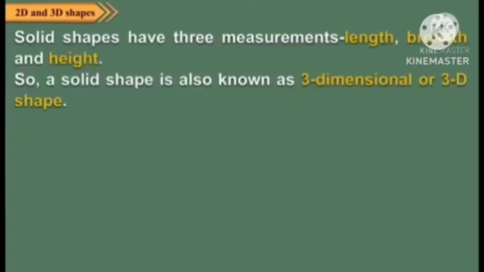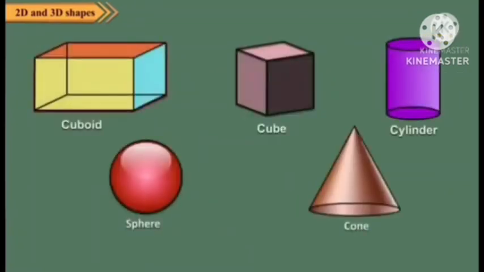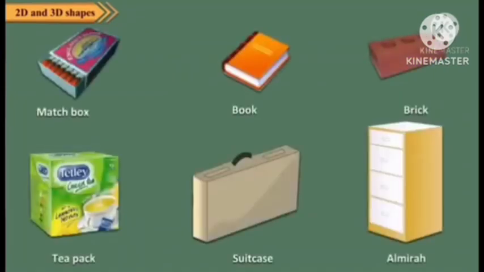Children, now let us know about some solid shapes. Solid shapes have 3 measurements: length, breadth, and height. So a solid shape is also known as a three-dimensional or 3D shape. Solids have faces, edges, and vertices. Some of the shapes of solids are: look at the shapes of objects shown here.